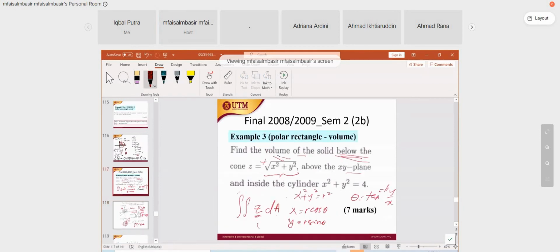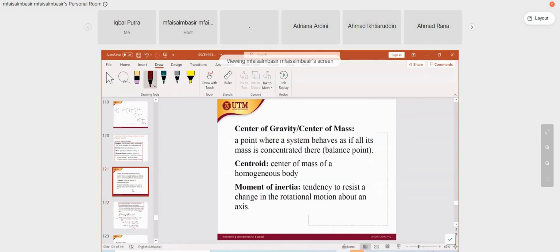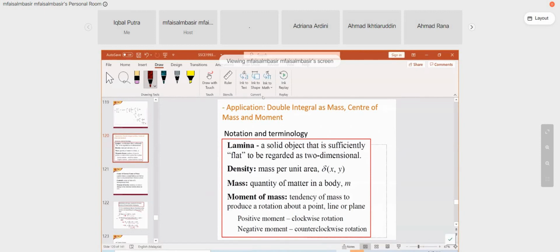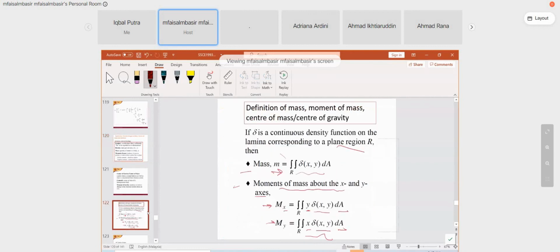Okay, next will be the application of double integral as mass, center of mass and moment. Okay, this is also important. Lamina is a solid that is sufficiently flat to be regarded as two-dimensional. Density is mass per unit area, mass is quantity of matter in a body, and moment of mass is the tendency of rotation about a point. Positive moment will be clockwise, negative moment will be anti-clockwise.